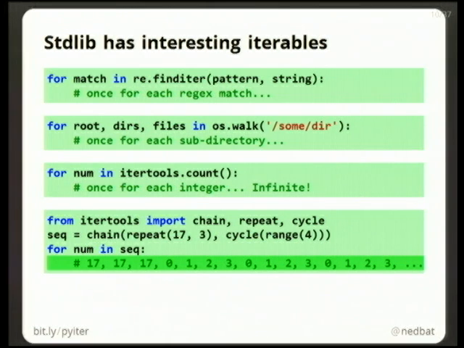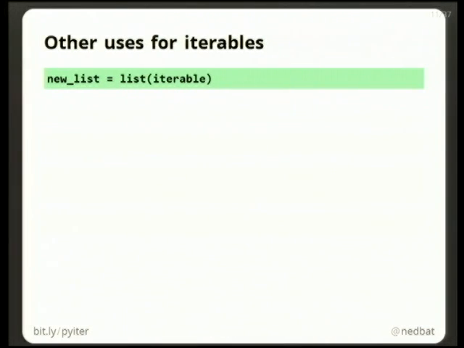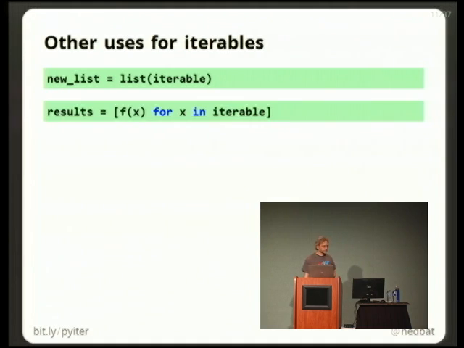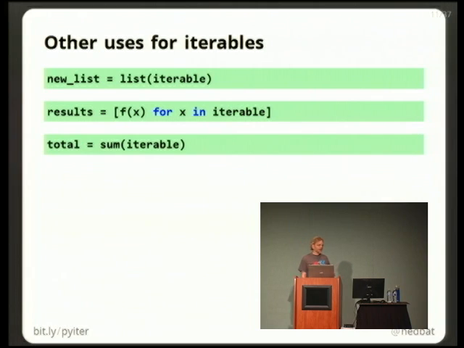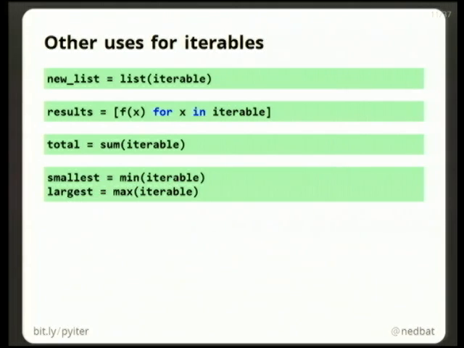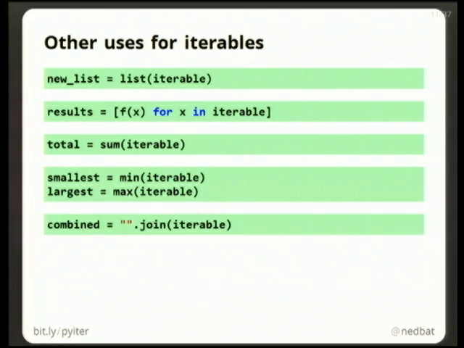In addition to the standard library giving you interesting iterables, Python has other things to do with iterables. So you can iterate over them with the for loop, but for instance, the list function will take an iterable and will pull all the values out of it and give you a list of all of them. Don't use this on itertools.count because you will run out of time. A list comprehension can loop over an iterable and give you, for example, all of the values f of x for every x in your iterable. Sum will take an iterable full of things that can be added together and give you the total of all of them. Min and max will take iterables of comparable values, like numbers or strings, and find you the least or greatest value. And join will take an iterable of strings and join them all together.